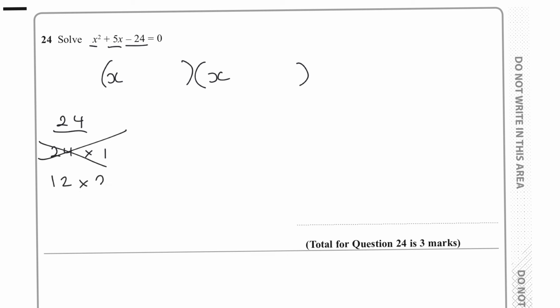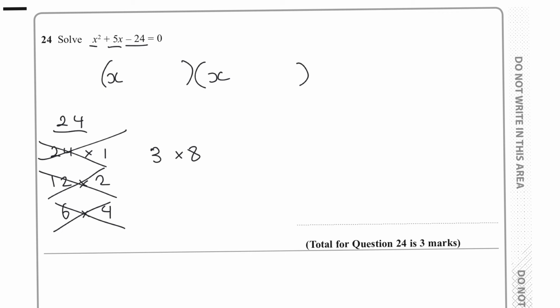12 times 2, that's way too big of a difference, so no. 6 times 4, that's too little of a difference, so no. 3 times 8 has a difference of 5. 8 minus 3 is 5, so that works.